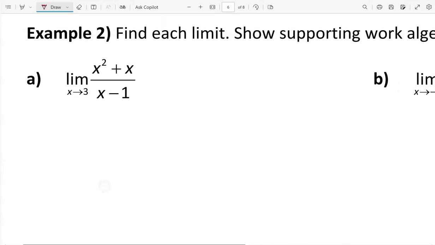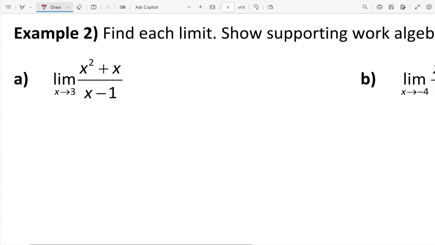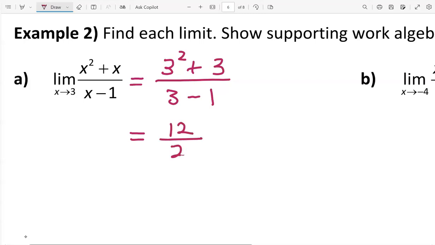So in example 2, we're going to find each limit. As x approaches 3, this function is nice and continuous. There are no discontinuities at x equals 3, so for my limit, I'm just going to replace x with 3 and find the function value. For any continuous function at a point, the limit can just be found by finding the function value. So 3 squared is 9 plus 3 is 12 divided by 2, and our limit is equal to 6.